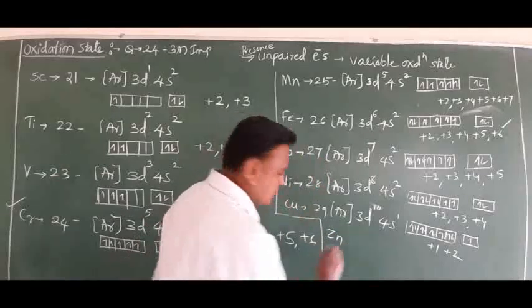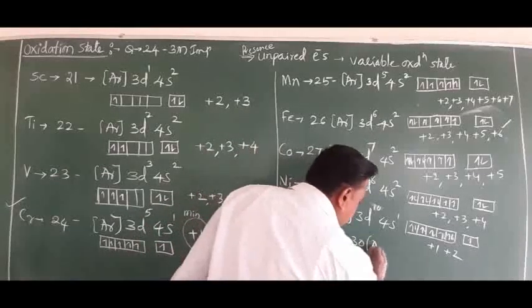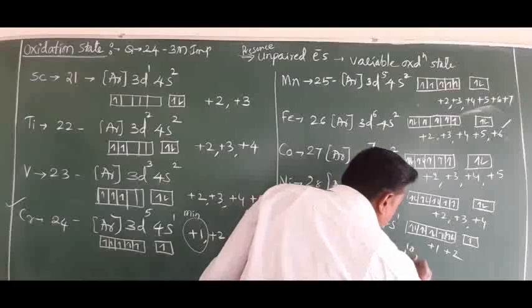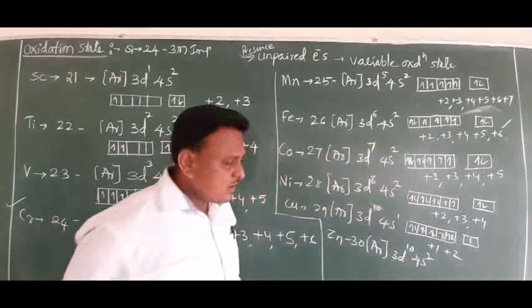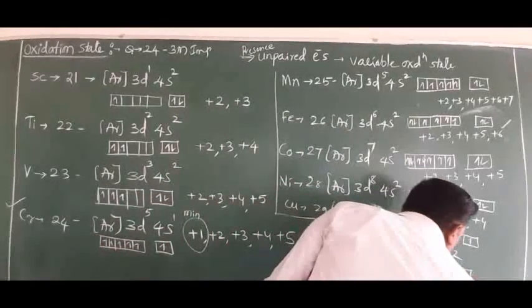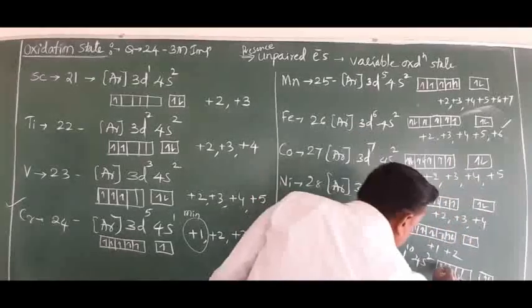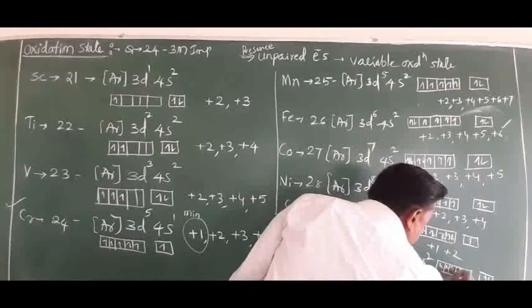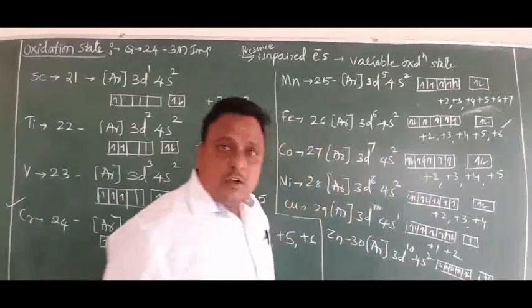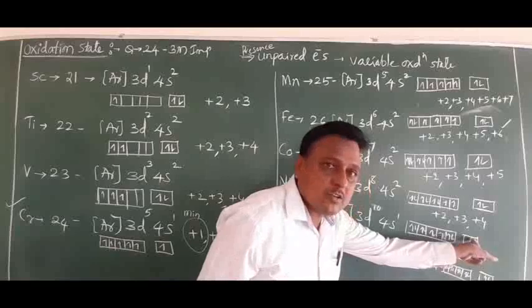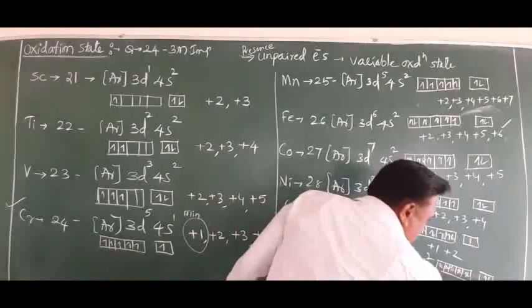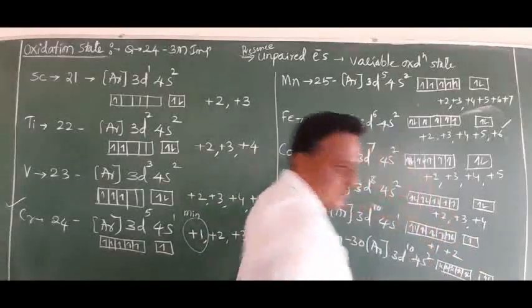Zinc: atomic number 30, argon 3d10 4s2. The d orbital is already completely filled, and the s orbital has 2 electrons. It is similar to copper, but copper can accept 1 electron. So for zinc it is +2, there is no other chance. The only oxidation state is +2.